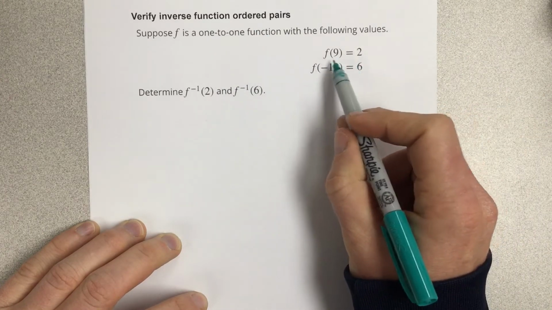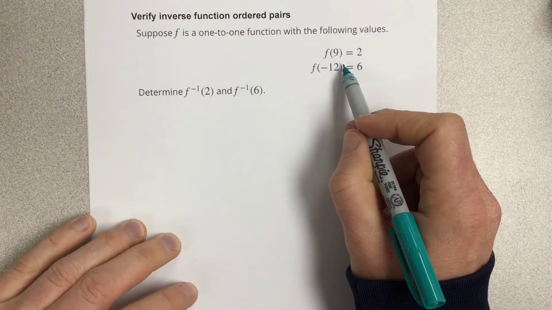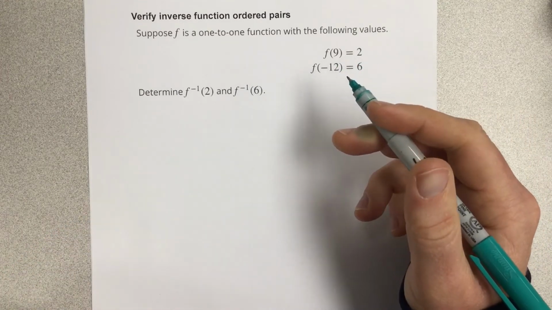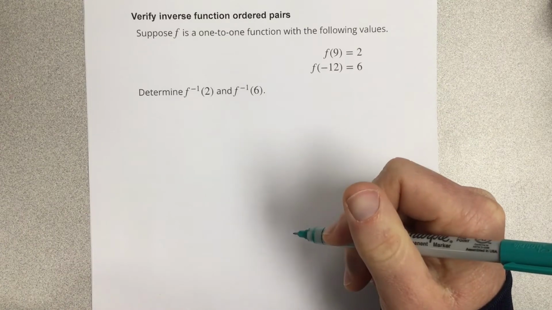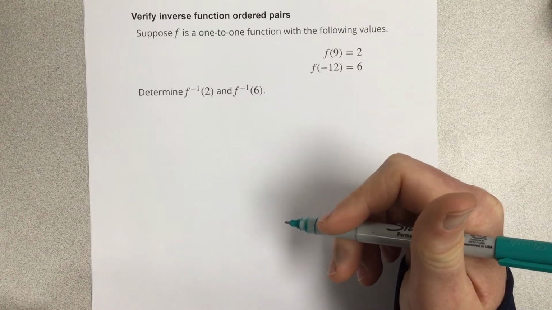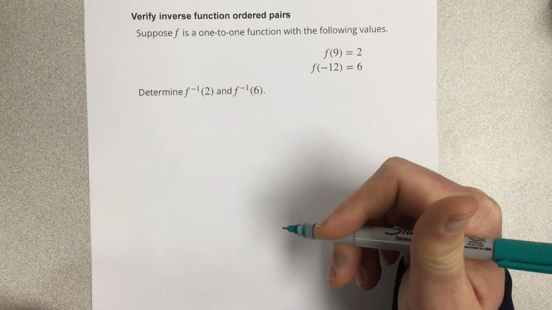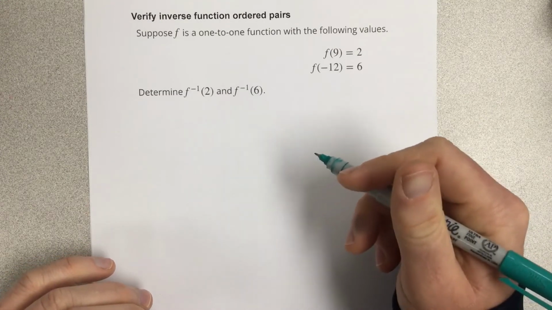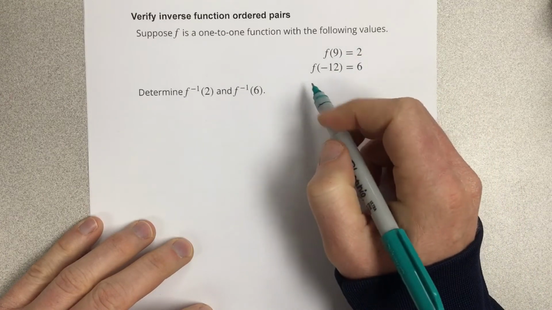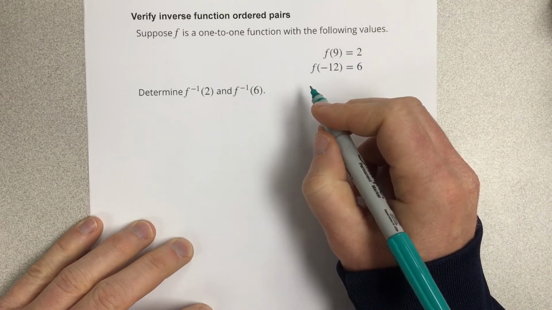Now, what happens when you have an inverse? Well, an inverse is meant to undo operations, basically. So like the inverse of multiplication is division. The inverse of addition is subtraction. And if you're undoing operations, basically you're switching the inputs and outputs.